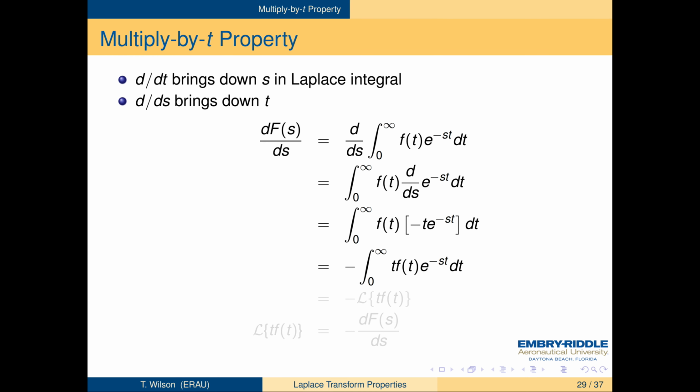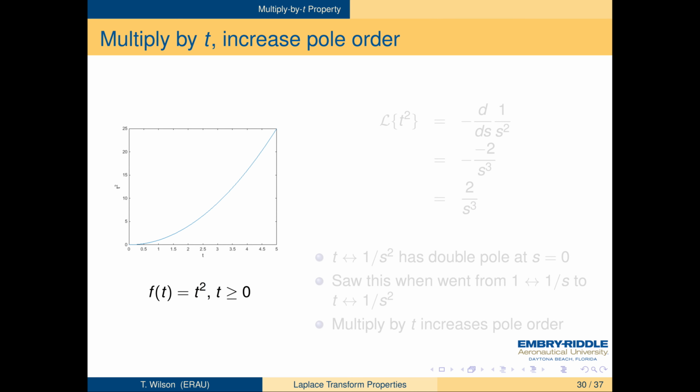We recognize the integral as the negative of the Laplace transform of t f of t, so the Laplace transform of t f of t must be the negative of the derivative of capital F with respect to s. As an example, let's find the transform of the parabolic waveform t squared. The Laplace transform of t for t greater than or equal to 0 was previously shown to be 1 over s squared. We take the negative of the derivative of 1 over s squared, which is minus 2 over s cubed itself, so the Laplace transform of t squared is 2 over s cubed.